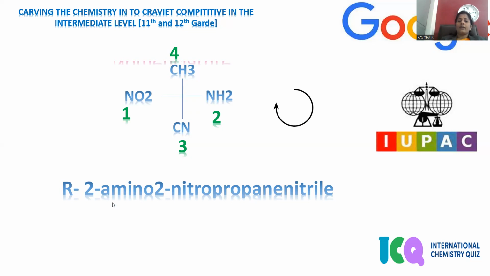Among NO2 and amine, amine will be written first because alphabetical order plays a role. So 2-amino-2-nitro, and 3 carbon chain propane, and we can say it is nitrile. So 2-amino-2-nitropropanenitrile is the IUPAC name of the system.